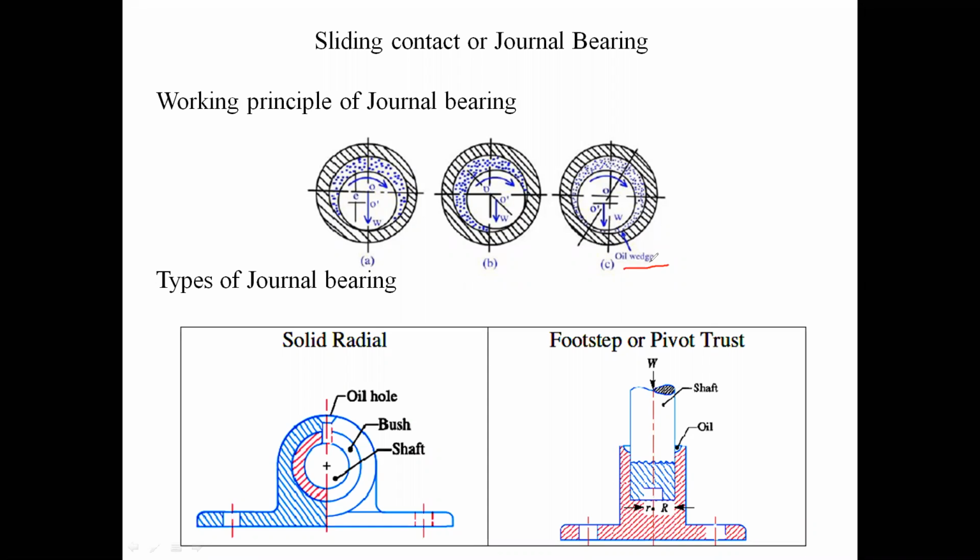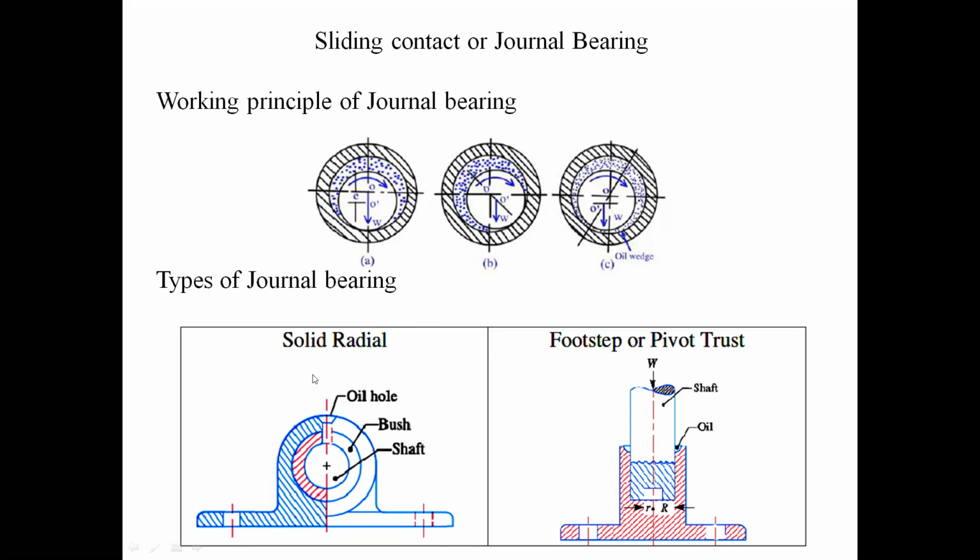So that's why this sliding contact bearing or journal bearing requires a sufficient amount of speed. Without speed, this kind of journal bearing cannot work. Okay, we are going to see the applications also. Before that, you'll find there are types of journal bearing. Now, here it depends upon the load.